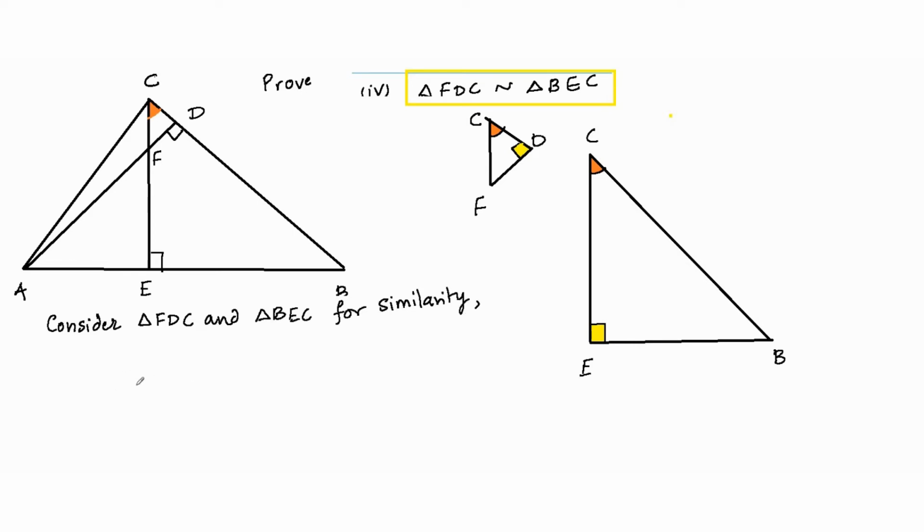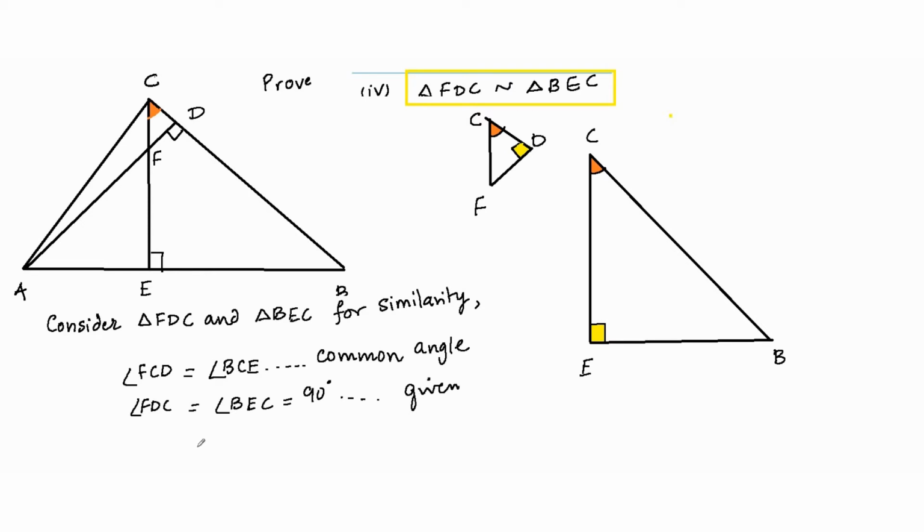and therefore I can say that angle FCD is equal to, not similar to, angle FCD is equal to angle, so C is being counted in this triangle, that corresponds to C here, so it is BCE, because this is the common angle, right? Common angle. And also angle FDC is equal to angle BEC, which is equal to 90 degree, and that's given to me in the question.